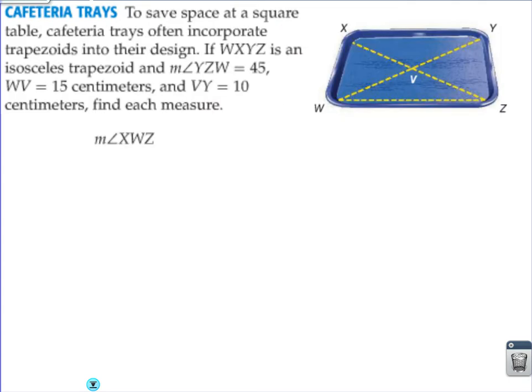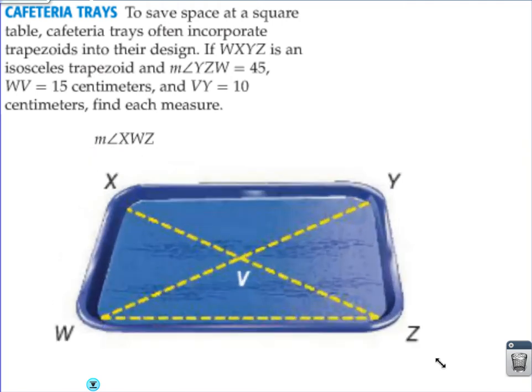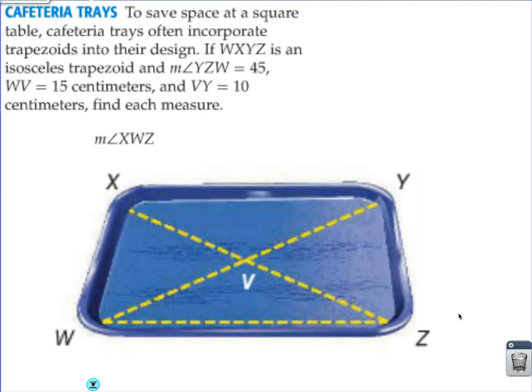We found all that. Let's try this one. You have a cafeteria tray that is an isosceles trapezoid. It says to save space at a square table, cafeteria trays often incorporate trapezoids into their design. Didn't know that. In WXYZ, if it's an isosceles trapezoid, the measure of YZW, which would be this whole corner right here, right? YZW is 45 degrees.